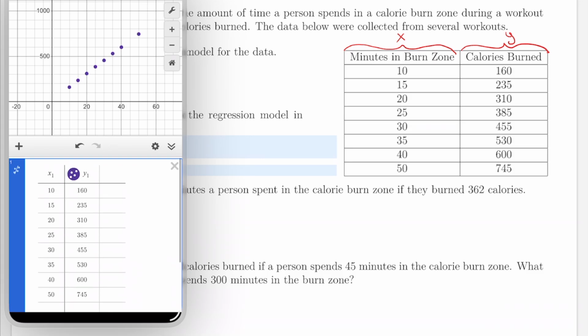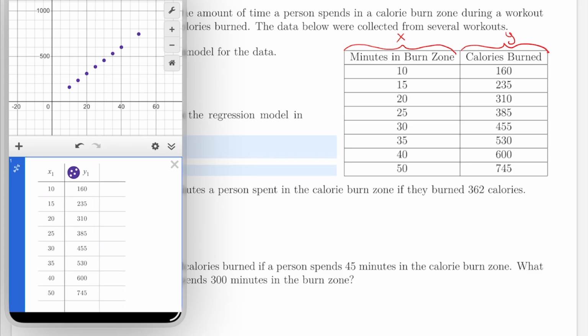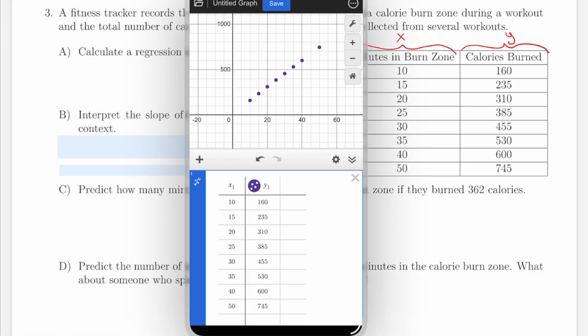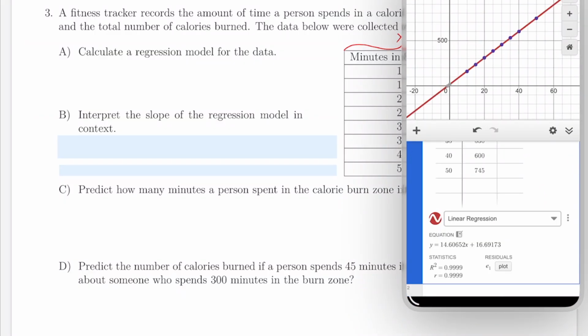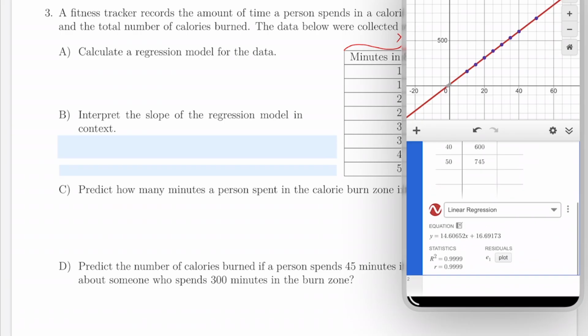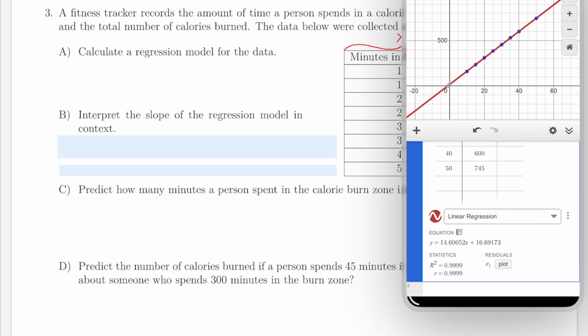But I'm going to do this the faster way by tapping that little icon that has those four dots and the line through it. If I tap that icon, it automatically fits a line. Calculate a regression model. Right there we have the model. It writes it out for us. There's our model.